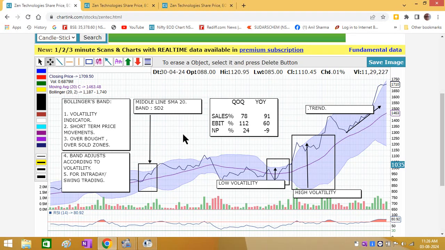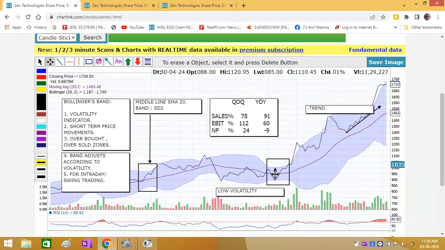Now here, if you see this portion once again, this actually is of low volatility. That means when the price movement is very less, and this is when the volatility is very high. So now I will remove these, as this looks to be a little overcrowded. Just a moment.